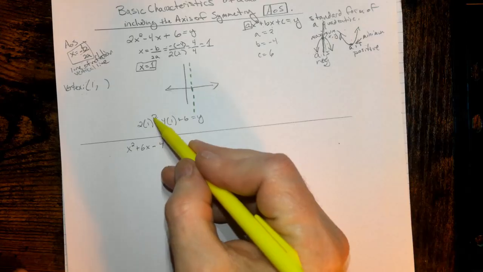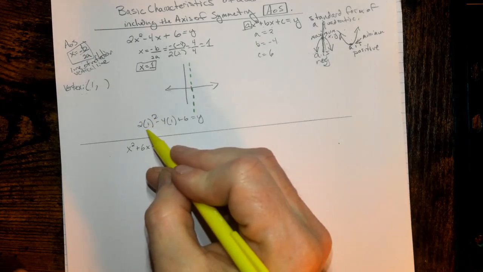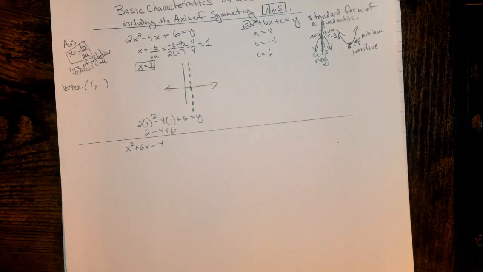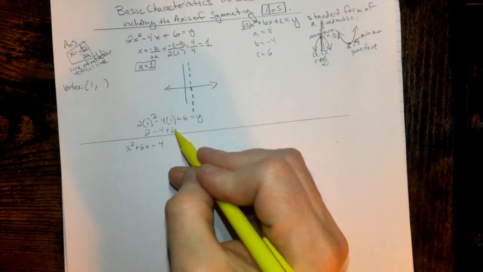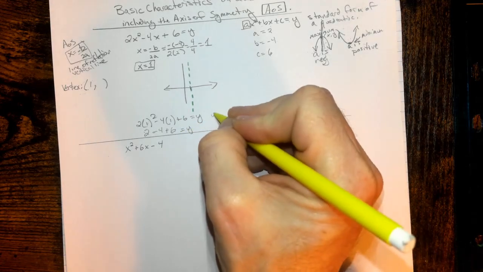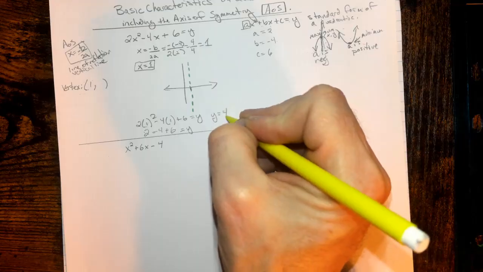But I can always do exponents first in this situation. So 1 times 1 times 2 is just 2, minus 4, plus 6. So 2 plus 6 is 8. 8 minus 4. So I will have y equaling 8 minus 4, which is 4. So my vertex is at (1, 4).